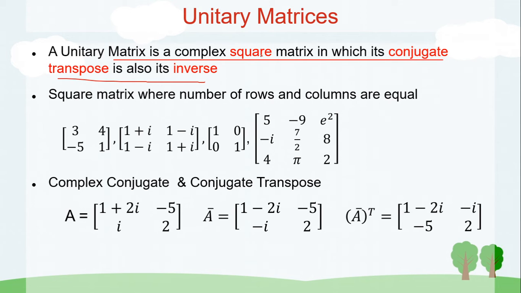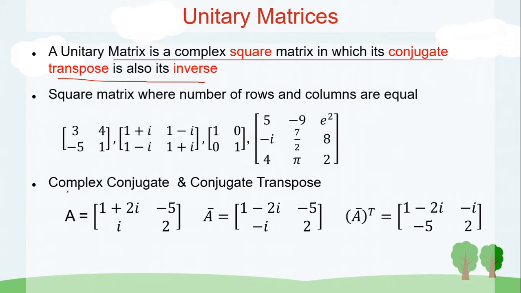So let's understand what a square matrix is. A square matrix is nothing but a matrix in which the number of columns and rows are equal. It looks like a square. So it can be 2 by 2, 3 by 3, n by n, anything. Some examples are given here, and the elements can be anything. This is applicable for any matrix, right?